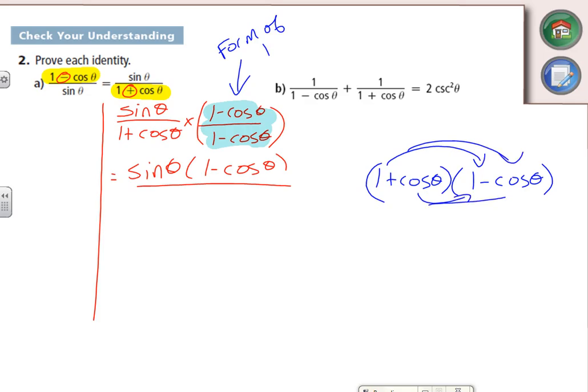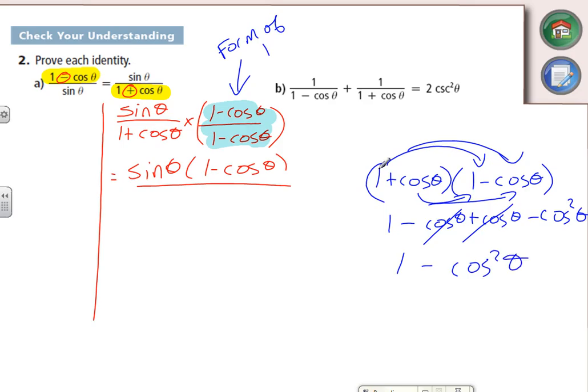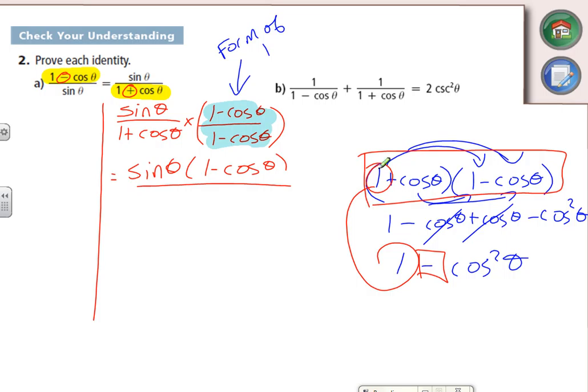Let's distribute that together, expand it. 1 times 1 minus cos theta plus cos theta minus cos squared theta. Those cancel off. 1 minus cos squared theta. Or we can remember there's a little trick. Whenever we multiply conjugates, it's always going to be the first term squared, always minus the second term squared. First term squared, always minus second term squared, every time. Let's bring that back in. 1 minus cos squared theta.